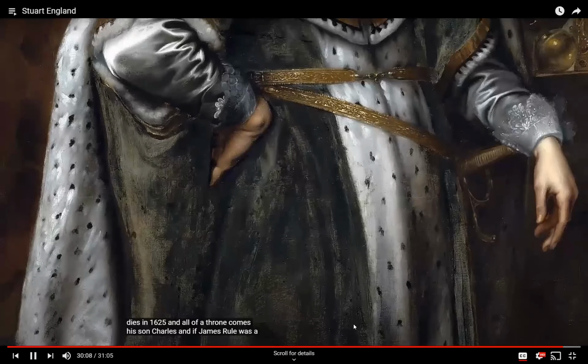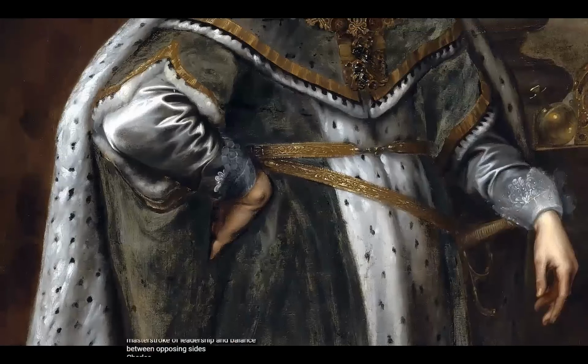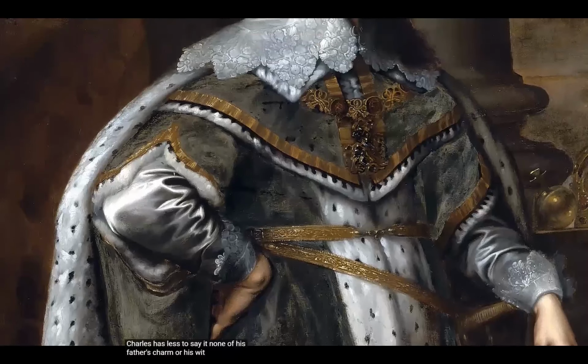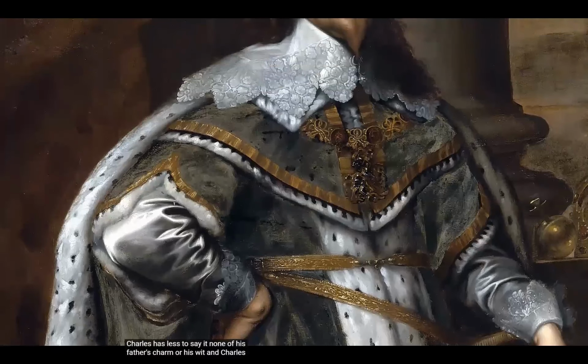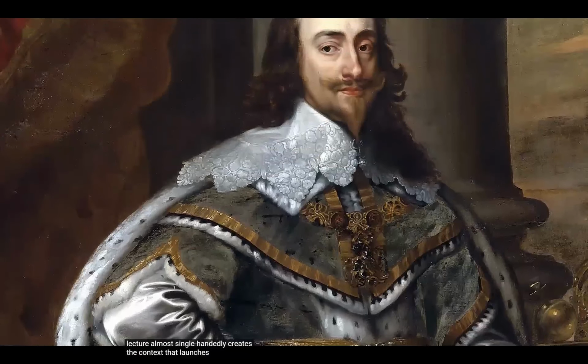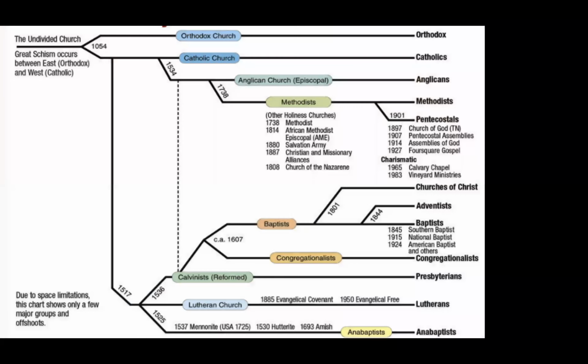And if James' rule was a masterstroke of leadership and balance between opposing sides, Charles has, let's just say it, none of his father's charm or his wit. And Charles I, as we'll see in our next lecture, almost single-handedly creates the context that launches the English Civil War.